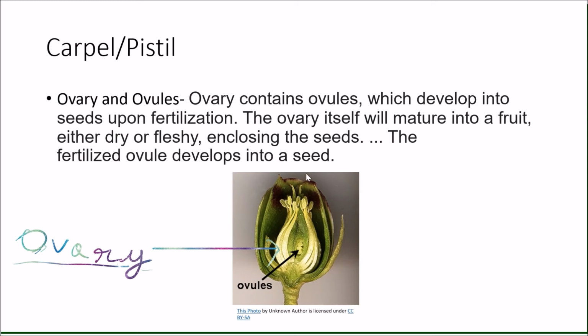So, what happens when the pollen grains reach the stigma and go through the style to the ovary? The ovules and the pollen grains fuse together and form seeds to reproduce. So this process of fusing of the ovules and pollen grains is called fertilization.